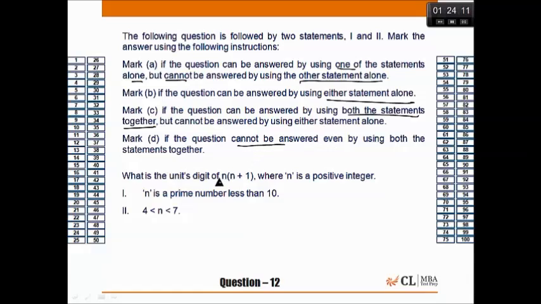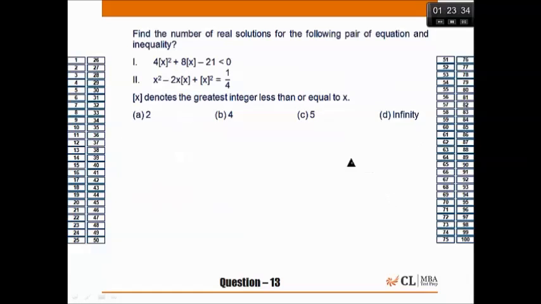Okay. What is the unit digit of n into n plus 1? Given n is a positive integer, great. N is a prime number less than 10. So that is 2, 3, 5, 7. n into n plus 1: 2 into 3, 3 into 4, 5 into 6. Each will give you different values, so statement 1 alone is not sufficient. In statement 2, n is between 4 and 7, which means n can take the value 5, n can take the value 6. 5 will give you one particular value, 6 will give another particular value. This is not enough. If I combine these two, n is a prime number less than 10, which means the only possible value is 5 for n, so C. This was a simple one.